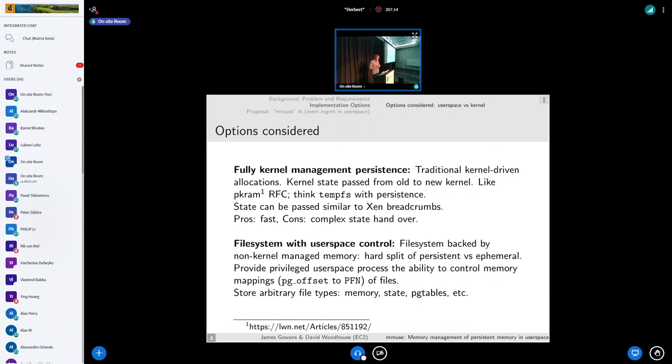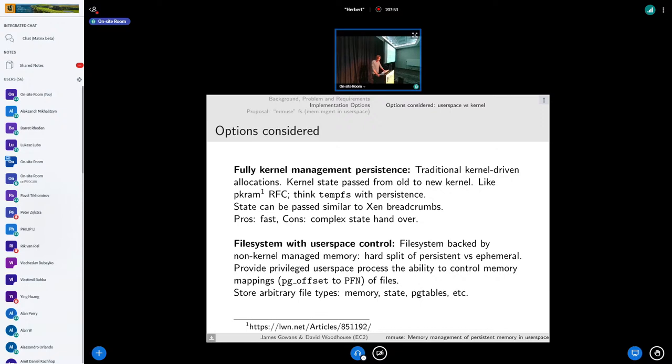The advantage of an approach that's fully kernel managed is it's probably faster than the other option, which is user space controlled. But I think it's a lot more complex to get something like pkram right and to get all the state handed over from old kernel to new kernel and re-plugged into the correct places when your new user space processes start up. I think it becomes very complicated. So the other option here is to have your state redriven into your new kernel after kexec by user space, and basically make user space in control of a lot of the things that you need to persist.